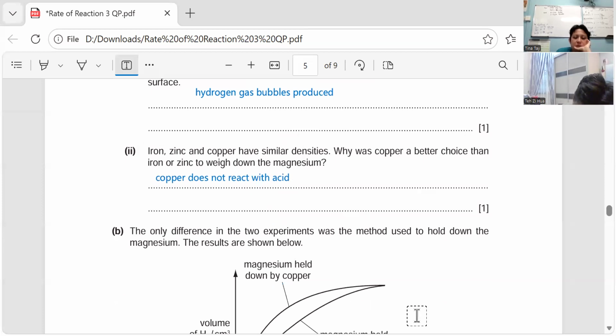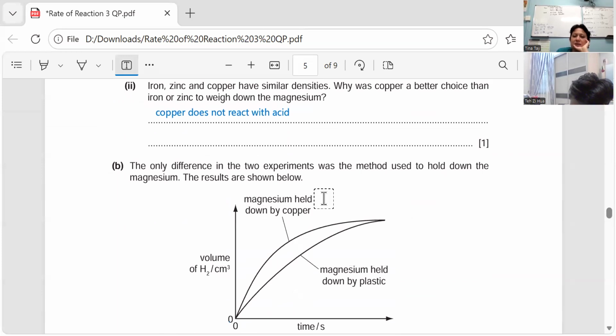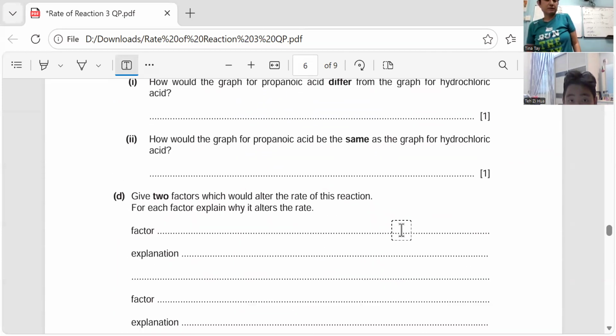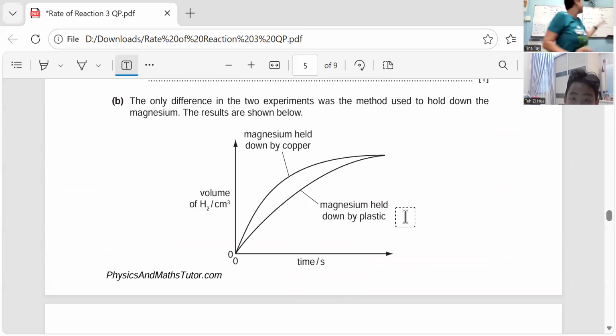The only difference in the two experiments was the method used to hold down the magnesium. The results are shown below. Okay, why do you think? Think about this one. I let you think. This one, question B. Okay, you try and do question B, C, and D. Then I want to teach you another experiment.